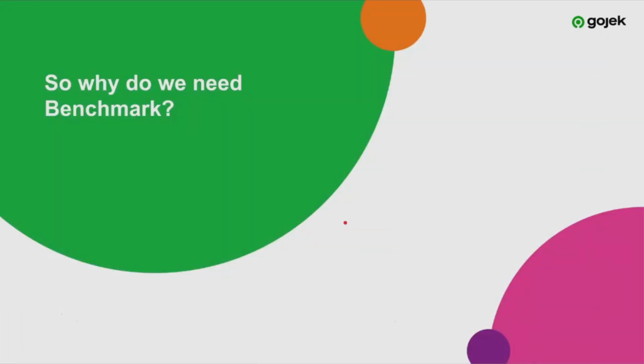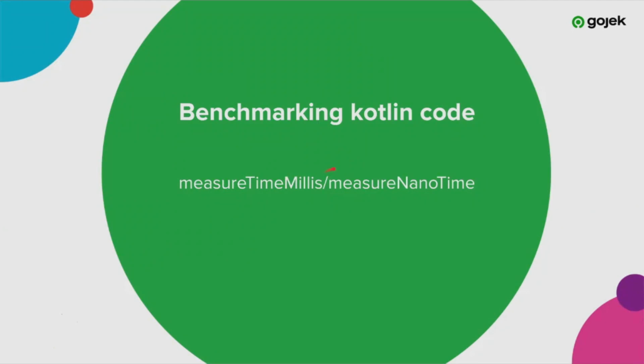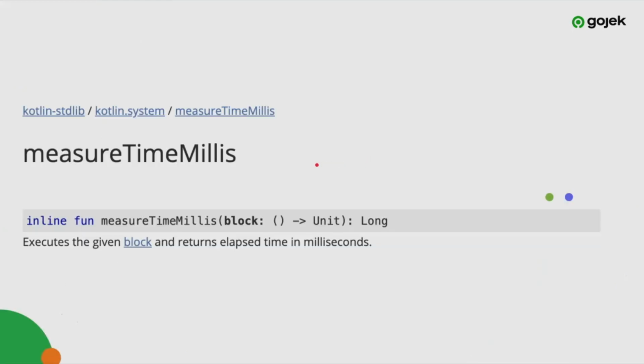So to answer this, why do we need a benchmark? When we do a benchmark, we can determine whether the result of our optimization is worth the cost of the maintainability. So this is why we need to do it. And then let's see how to benchmark our Kotlin code. To benchmark Kotlin code, usually we can use this function, which is measureTimeMillis. It receives a block of lambda as the first parameter, and it will execute it and return the time needed to do it in milliseconds.